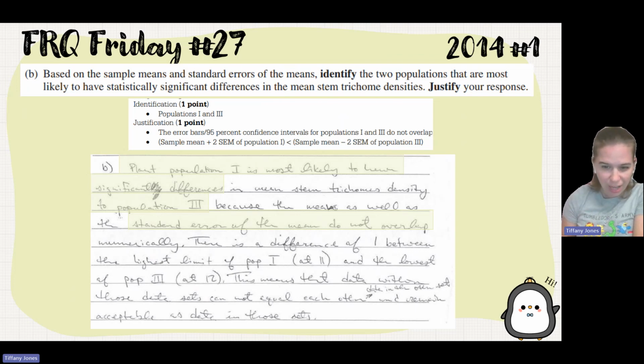Data in the other set remain acceptable. So data in those sets. I'm sorry about that handwriting.